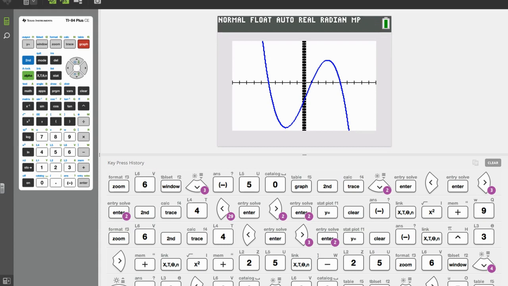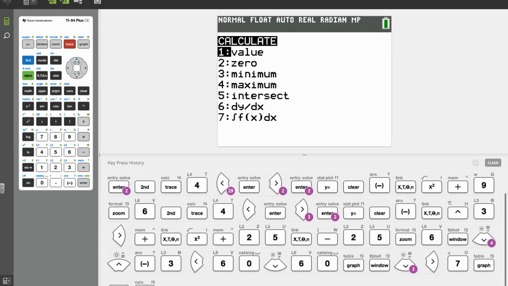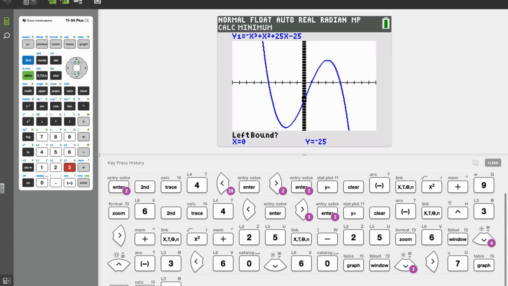There we go. Now I can see my minimum and my maximum. So I'm going to go to second trace, number 3. I'm going to move my little spider down a little bit. It's asking for a little bit to the left, please. I say yes, enter, a little to the right, enter, guess, enter. I get negative 2.57 and negative 65.67.